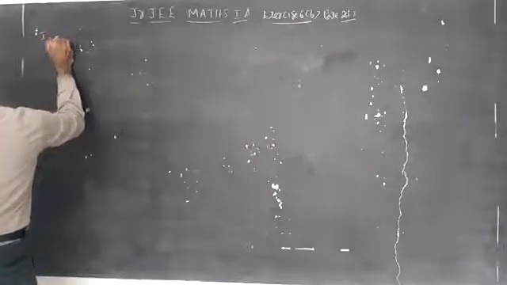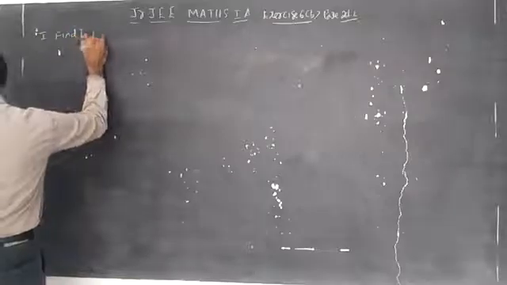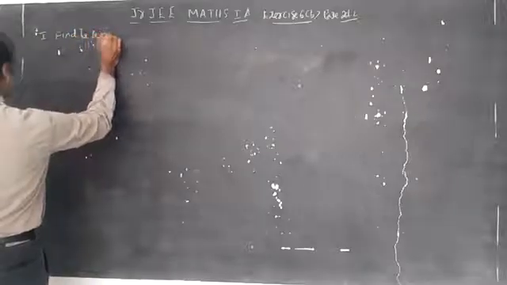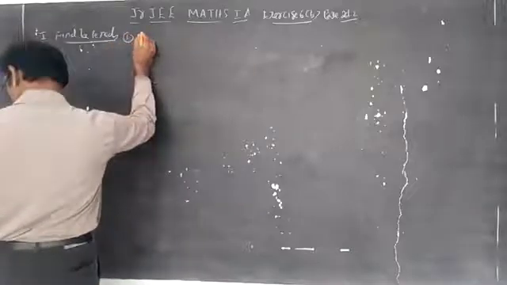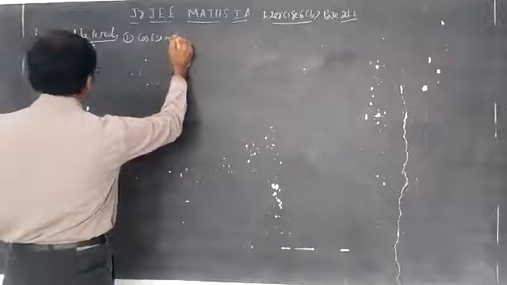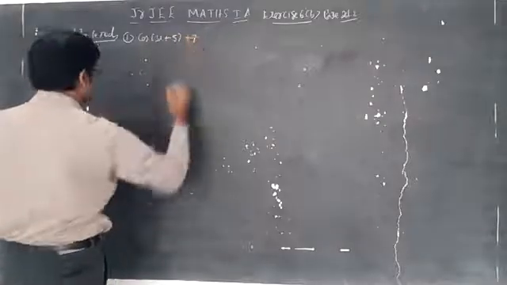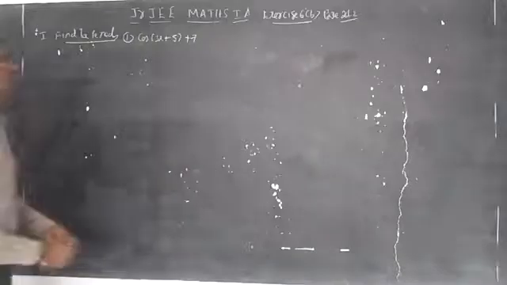Roman number 1. The question is given as: find the periods. First one, cos of 3x plus 5 plus 7.